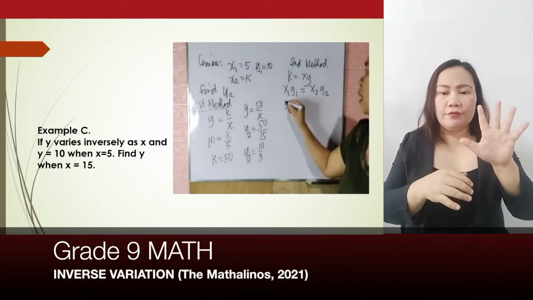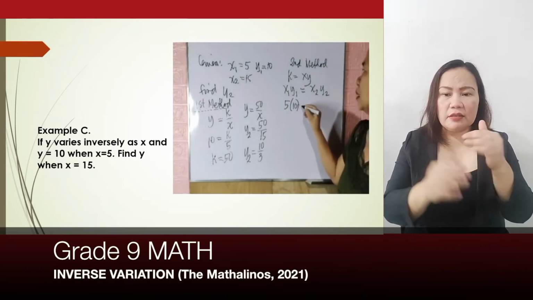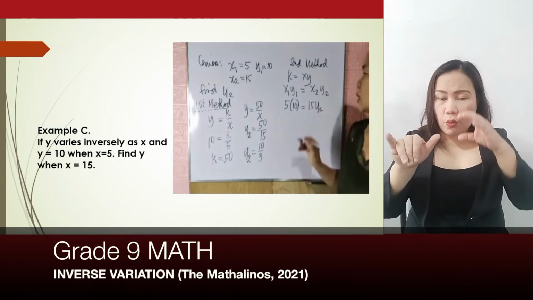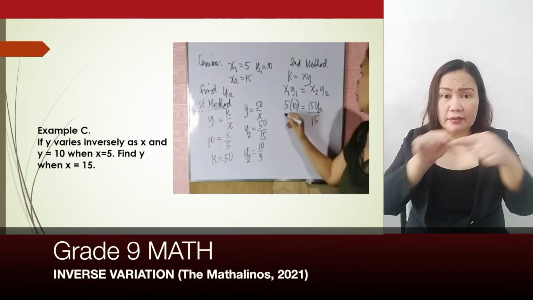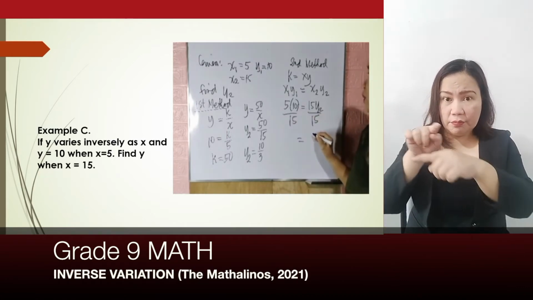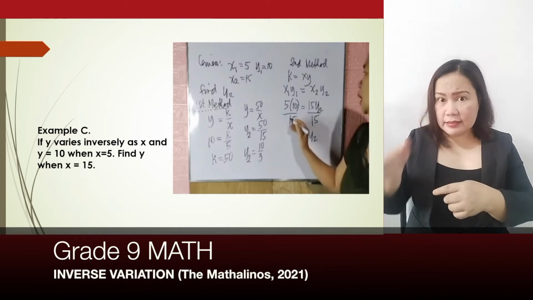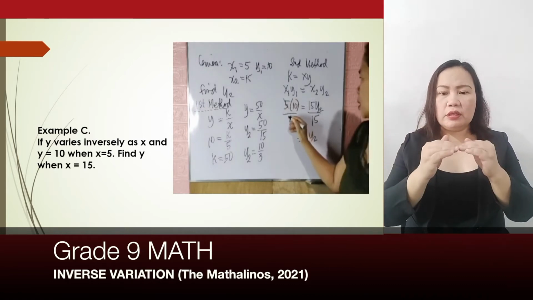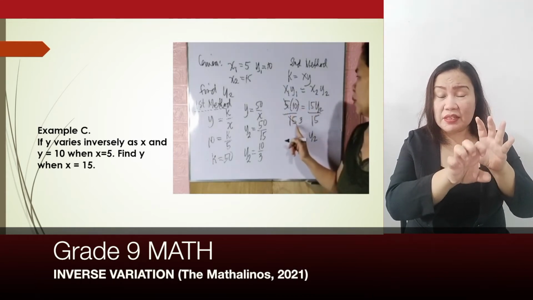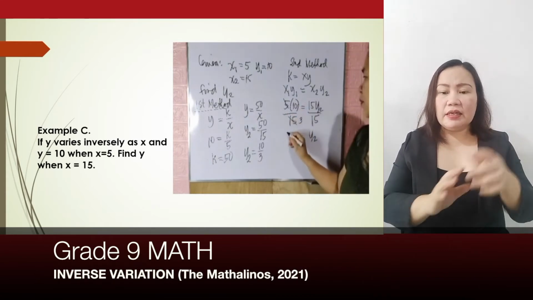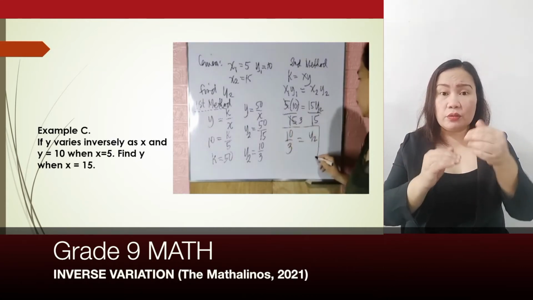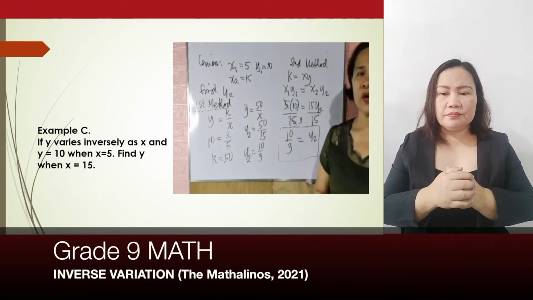So it will be 5 times 10 is equal to 15 y sub 2. Then divide both sides by 15. So 15 y sub 2 divided by 15 is y sub 2. Then cancel 5 and 15. So 50 divided by 5 is 3, and we have 10 over 3. So y sub 2, therefore, is 10 over 3.